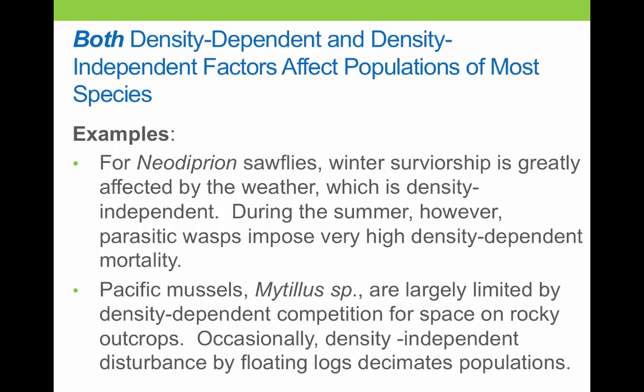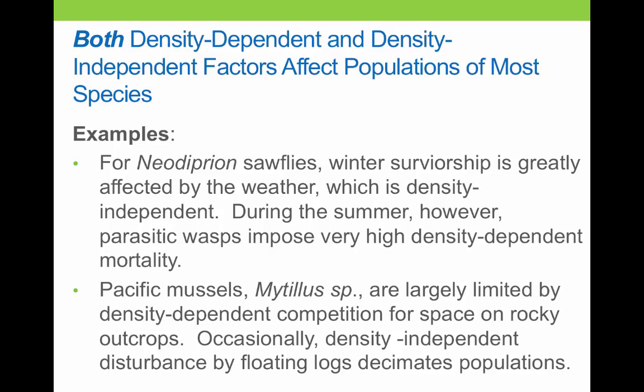Typically, both types of factors are in play and combine to affect the potential population size at any given time. As we said before, temperature affects winter survival of sawflies, and warmer winter temperatures may mean that the population is higher in the next year because more overwintering adults survive. However, in the summer, the population is going to be affected by parasitic wasps that cause larvae to die. The higher the population of sawfly larvae, the more successful the parasitic wasp, and you get a density-dependent cycle.